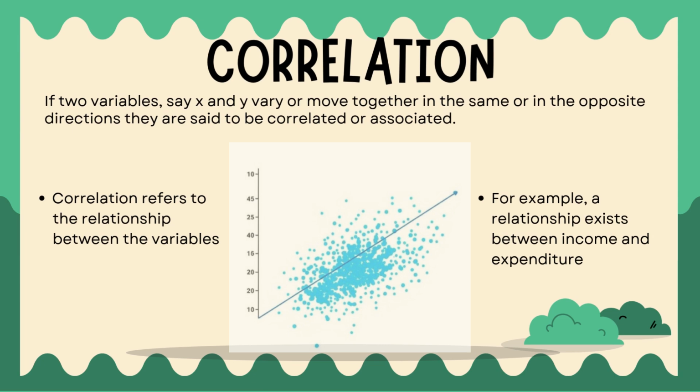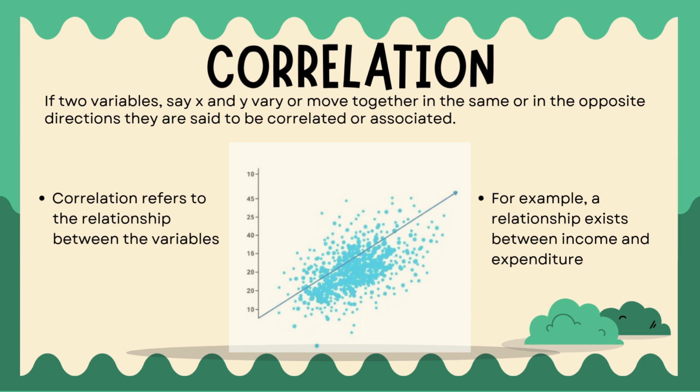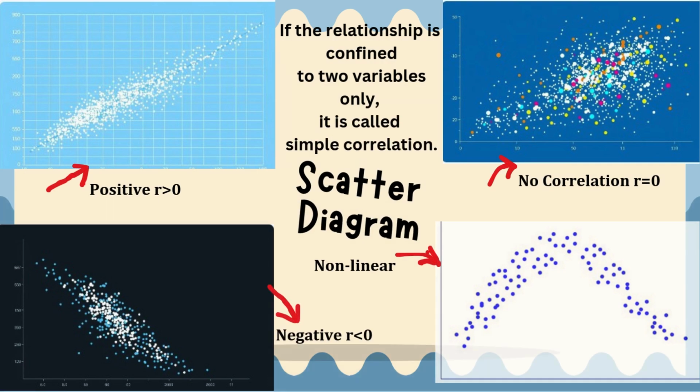Now you see this diagram, which directly says that there is a relationship between variable x and variable y. For example, this relationship exists between income and expenditure. In the scatter diagram, if the relationship is confirmed between the two variables, then it is called a simple correlation. In the first diagram, if the value of r is strictly greater than 0, then this means a positive correlation. In the second diagram, you see that r is strictly less than 0, which is a negative correlation. And in the third diagram, if r is equal to 0, that means there is no relation between them.